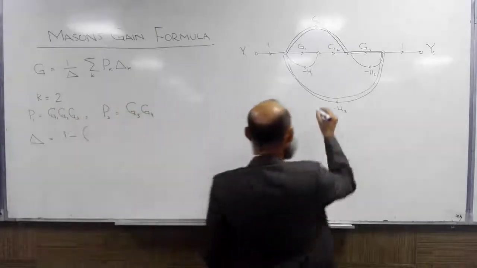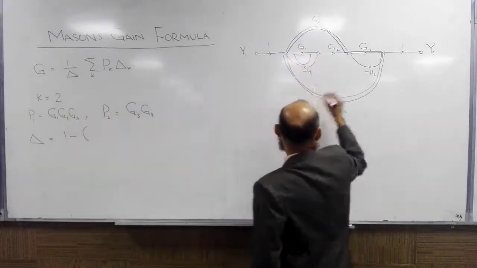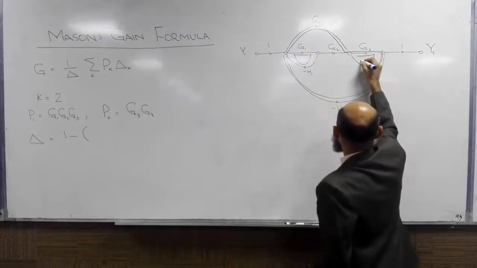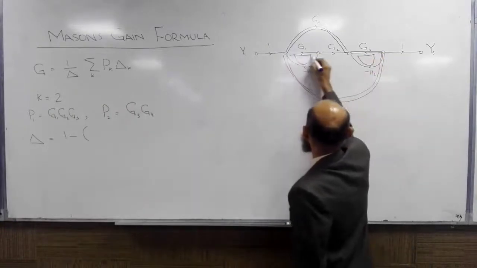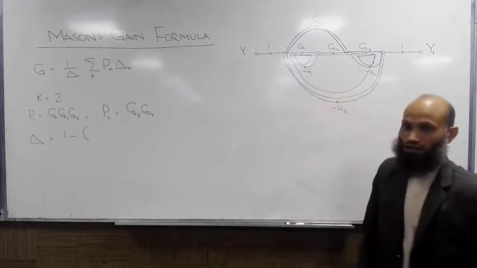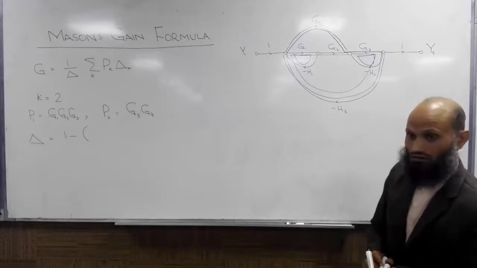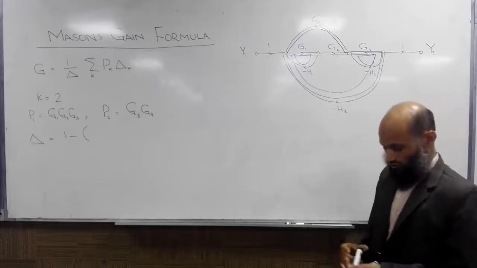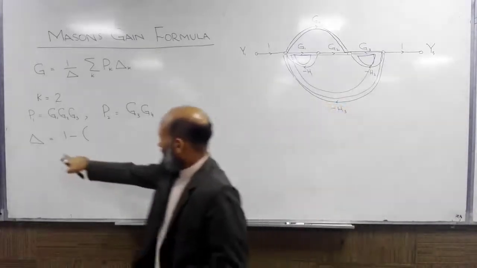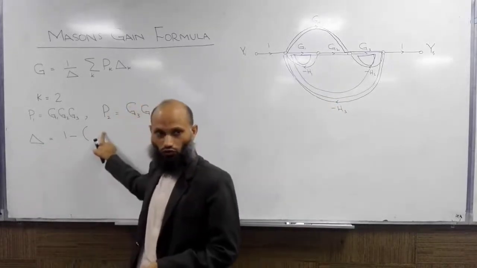So 4 loops. This one is one loop, second loop, third loop, and fourth loop. Any other? So we have 4 loops, and delta is given by 1 minus sum of loop gains.